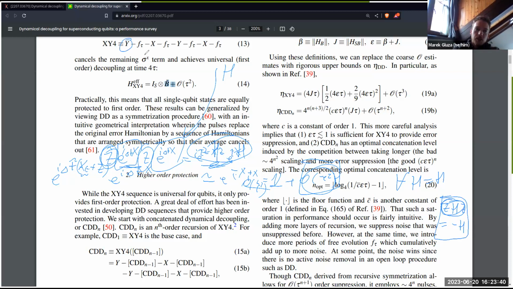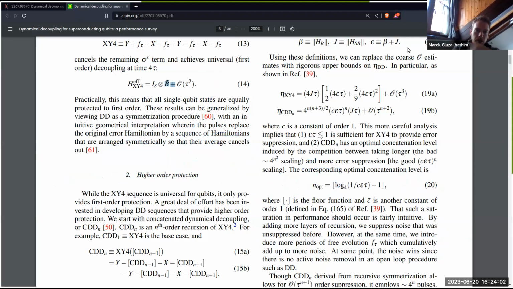If you now switch the angle and go from X to Y, you will now cancel the remaining stuff. And this is exactly what they say here. It's canceling the remaining terms and achieves universal first order decoupling. Decoupling, you see now what's the name, because there was a coupling to a bath, and now there's no coupling. To first order in the pulse speed.